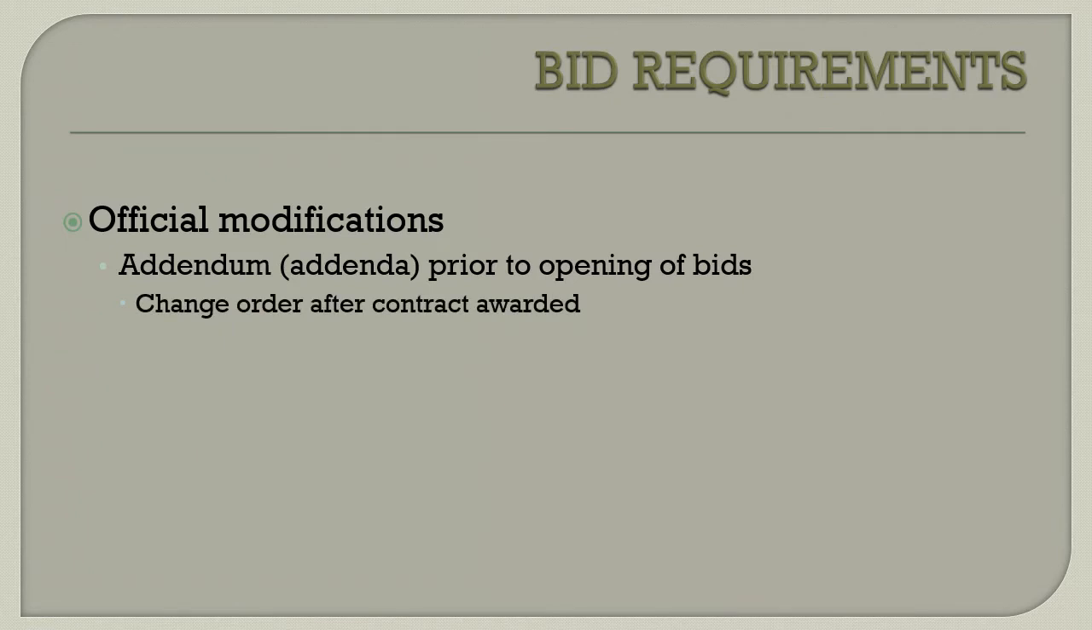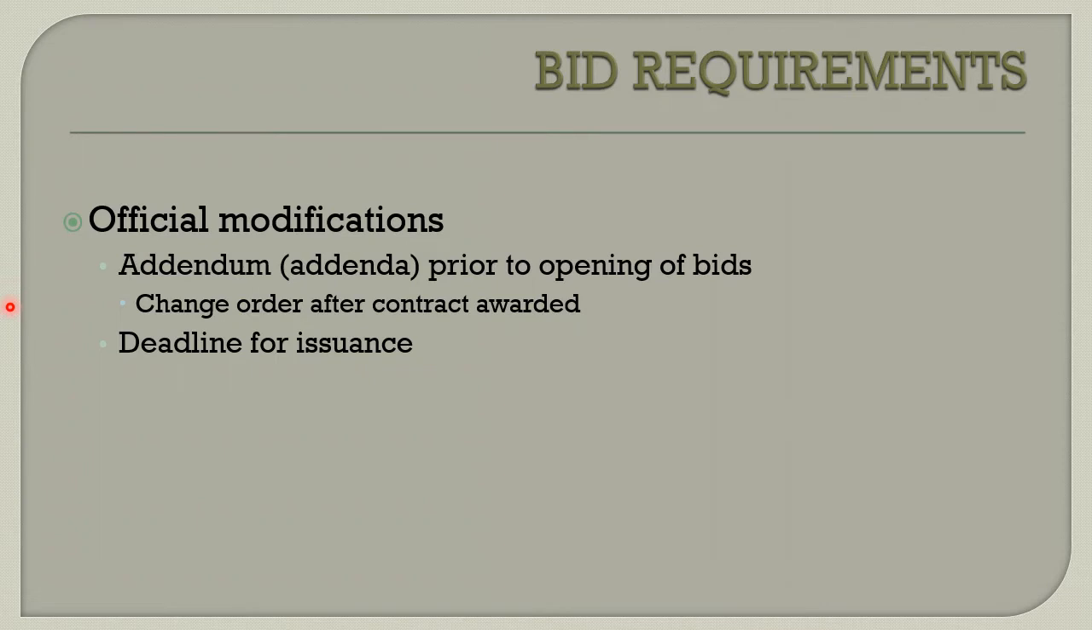After the contract is awarded, then a change order would be used. Keep that in mind. Before bids are received, changes are done by addendum. After the bidder is selected and the contract is signed, it's done by change order. There is a deadline for issuance of addendum.